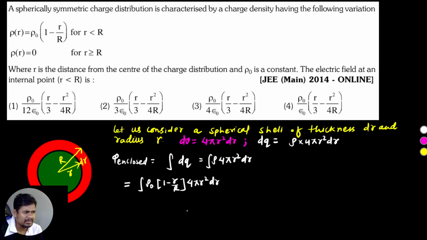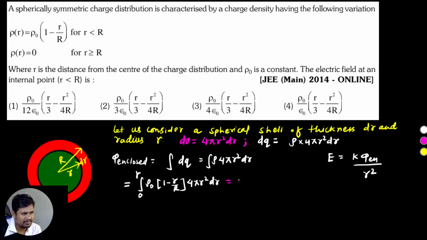So we will get the value of charge enclosed from 0 to r here, and then for the electric field I will write E equals how much? That will be K Q enclosed by r square. That's the simple approach we have to follow. Now follow the calculation part here.